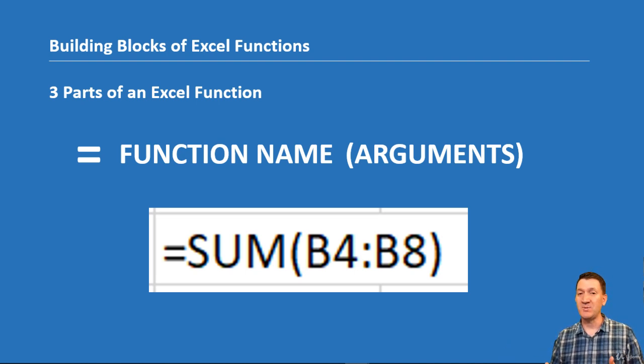So that's really the three pieces. Equals, the function name, and any arguments or parameters that that function needs in order for it to do its job. Remember, these functions, they're predefined. The nice people at Microsoft built them. They determined how we use them and what types of data it needs to do its job. That's where the arguments come into play.